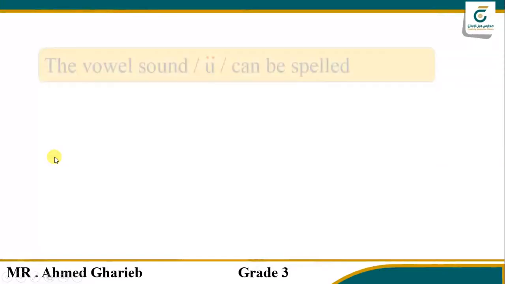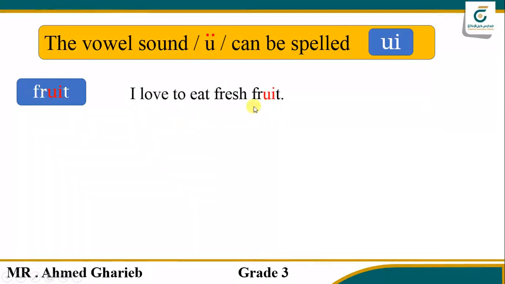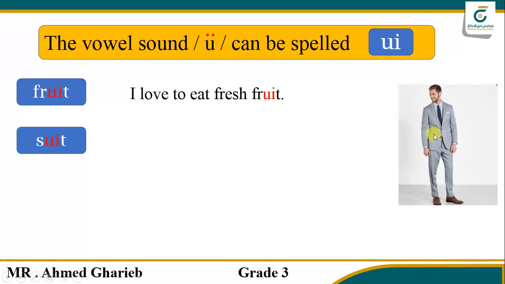Let's go ahead. Also, the UI can make the sound oo, as in fruit. I love to eat fresh fruit. Do you love it? Okay. Suit. What is a suit? The suit, as you see, is a jacket and trousers made from the same color and the same material. That is a suit. He is wearing a suit for the party. Okay. UI makes the sound oo.